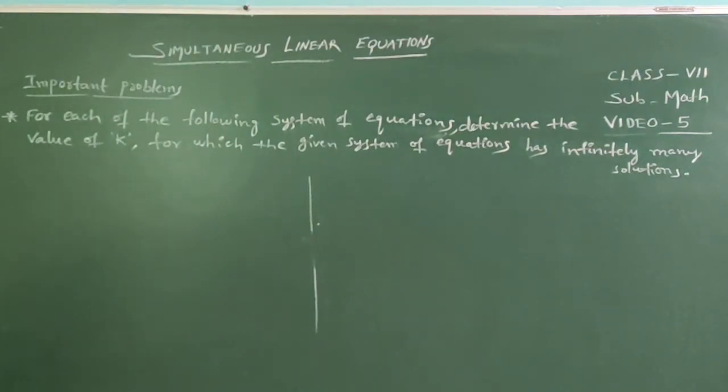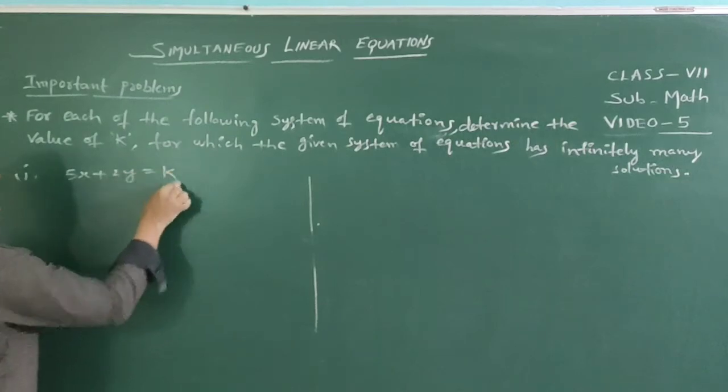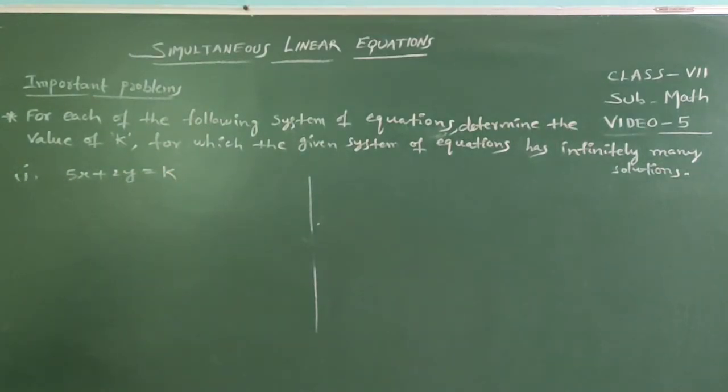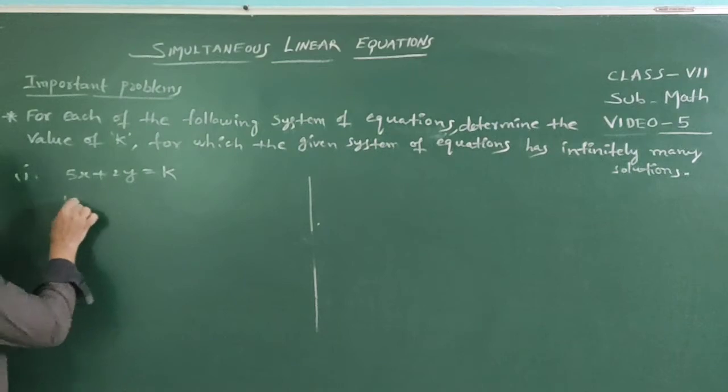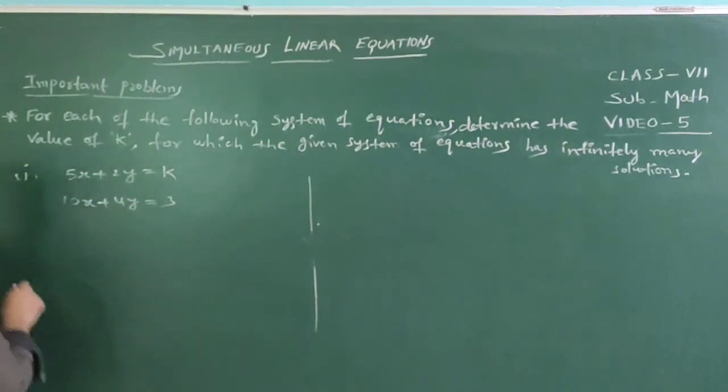Second model. 5x plus 2y equal to k, 10x plus 4y equal to 3.